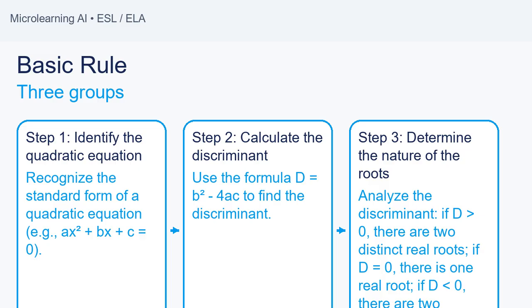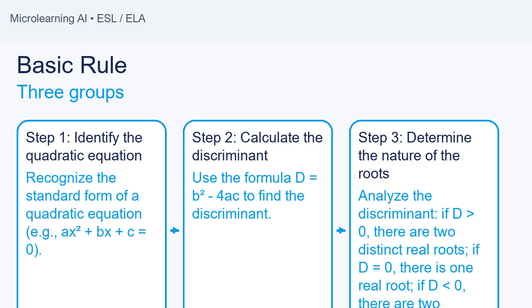Basic rule. Step 1. Identify the quadratic equation. Recognize the standard form of a quadratic equation, e.g., ax squared plus bx plus c equals 0. Step 2. Calculate the discriminant. Use the formula D equals b squared minus 4ac to find the discriminant. Step 3. Determine the nature of the roots.